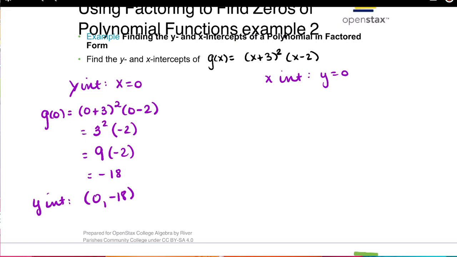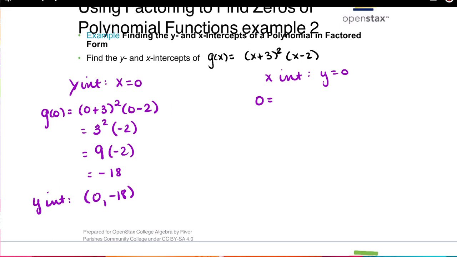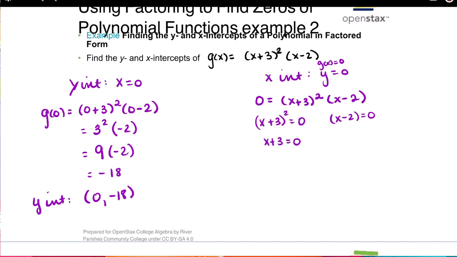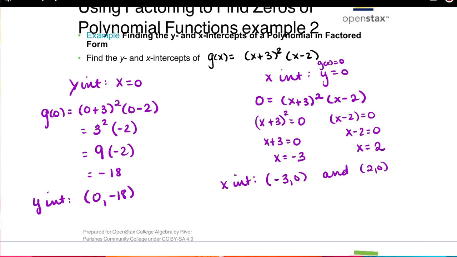And then for the x-intercept, we set g of x equal to 0. So y is the same as g of x. What's nice about this is it's already factored. So to solve it, we just set each of the factors equal to 0. So for this one, if you square root it, it ends up being x plus 3 equals 0. We get -3. Here we have x minus 2 equals 0. Add 2 to both sides, you get positive 2. So my x-intercepts are -3, 0, and 2, 0. So if it's already factored, the x-intercepts are pretty easy to tell.